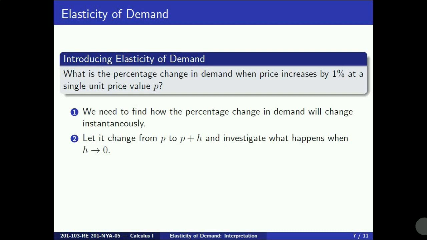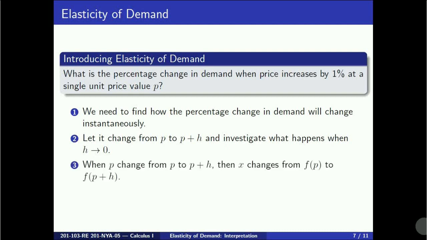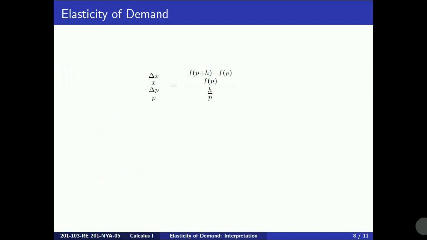Now, since the demand X is a function of P, that we call f of P, then when P changes from P to P plus H, X changes from f of P to f of P plus H. So we get that the change in P, delta P, is H, and the change in X, delta X, is f of P plus H minus f of P. If we again compare the relative changes in X and P, we obtain the following complex fraction.